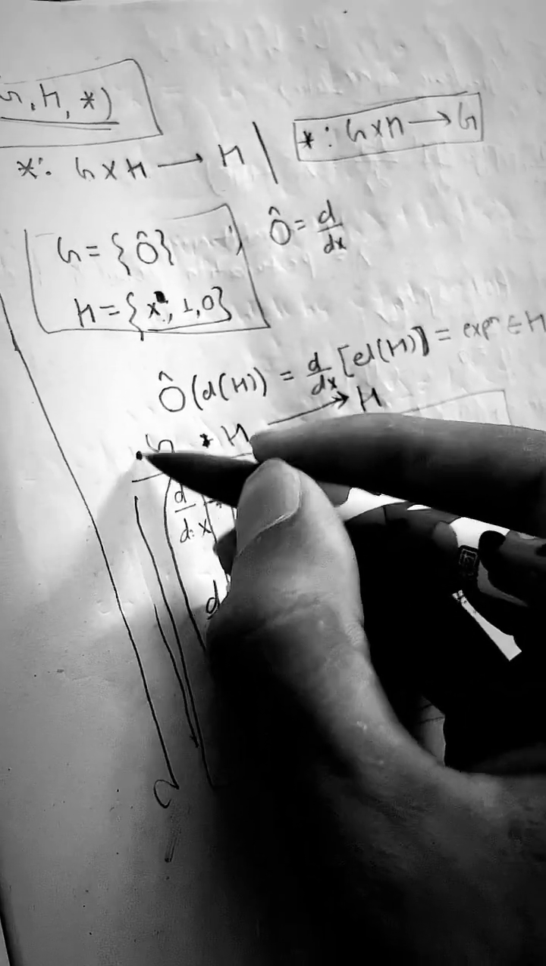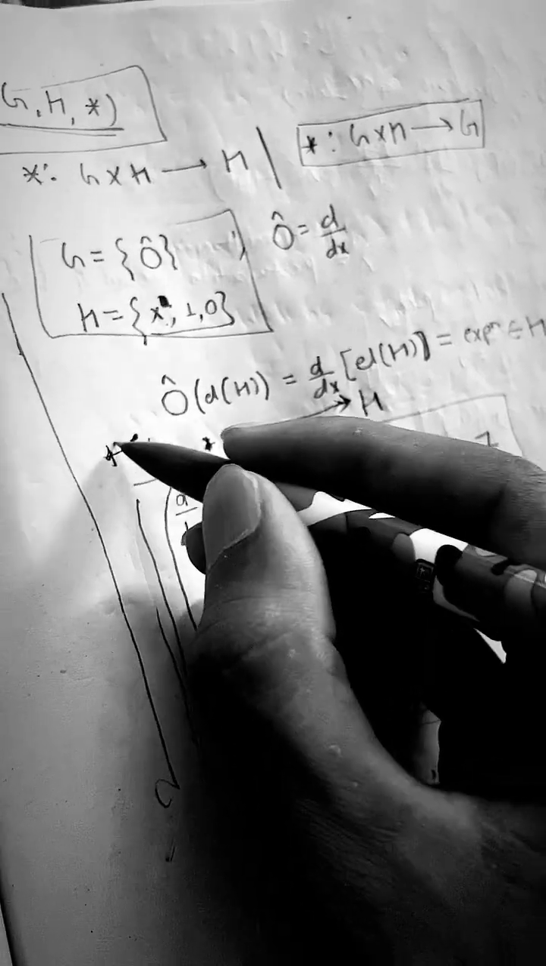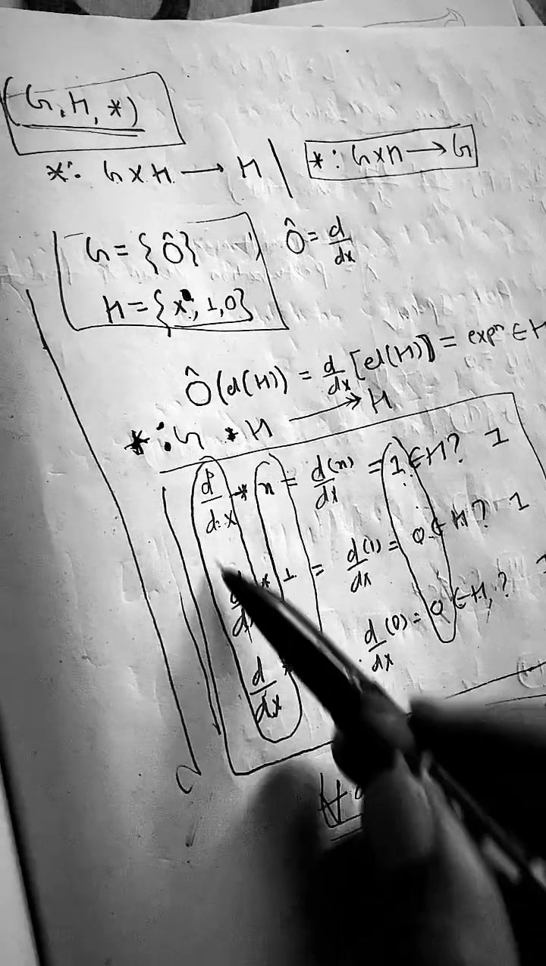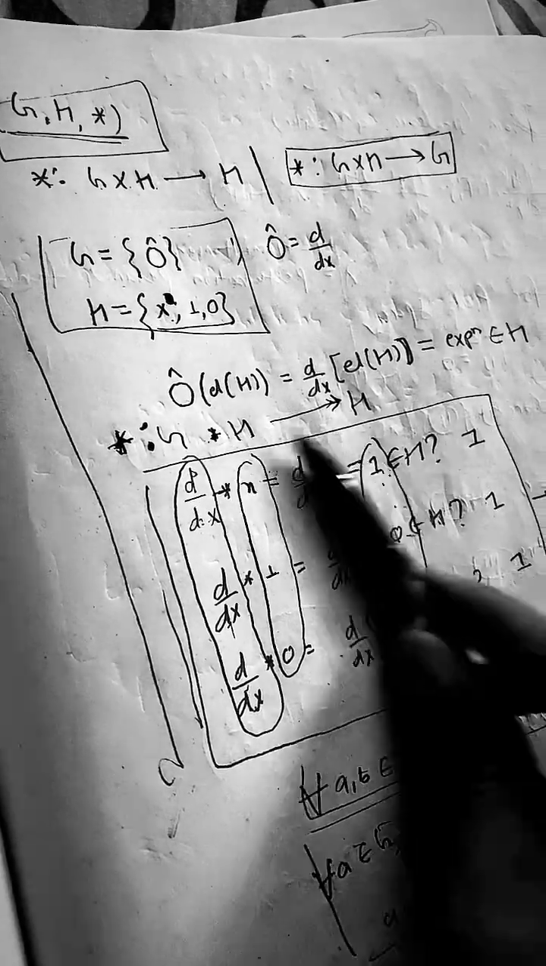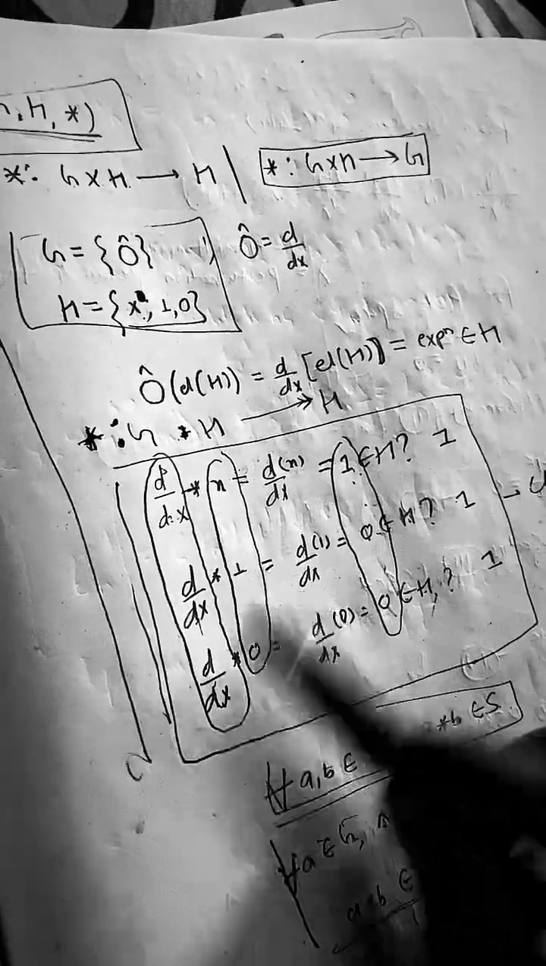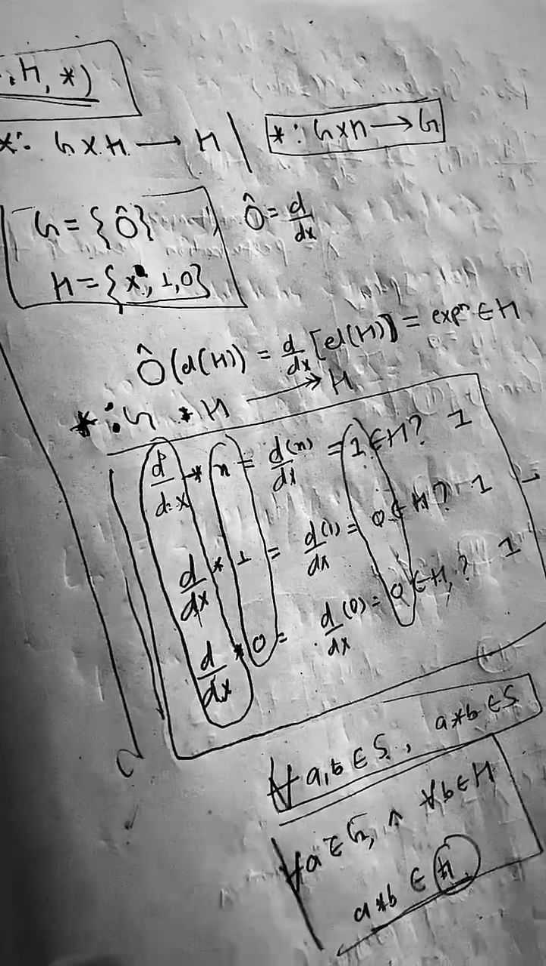So this was what our operation star was doing, right? G cross H to H. So it is an action. So this is how we can create any function, a machine. This is a machine, right?